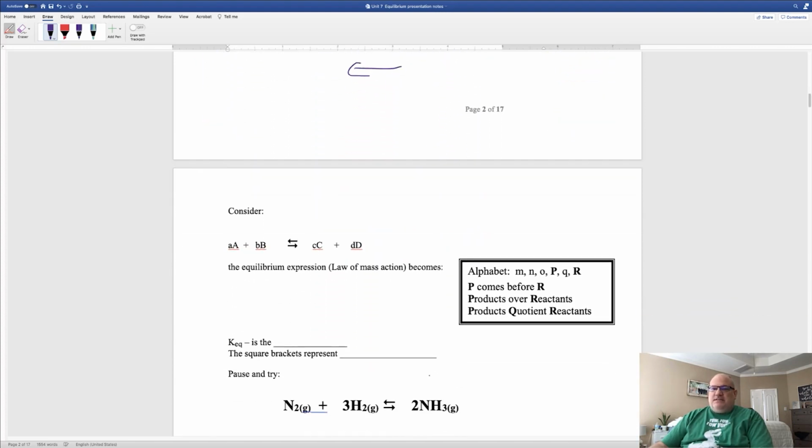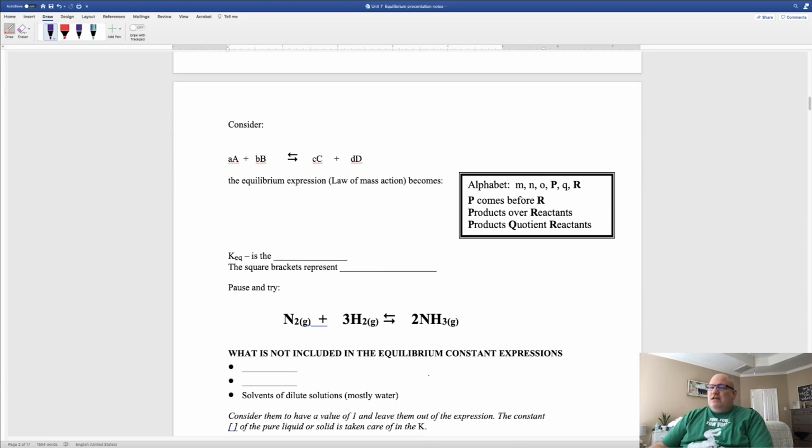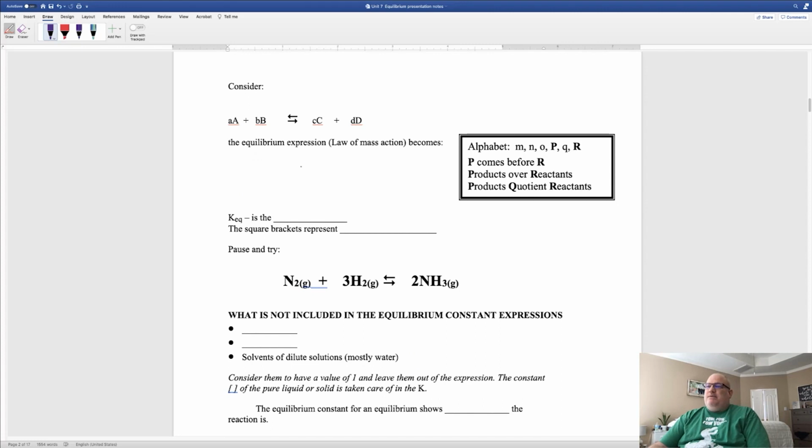Now, let's take a look at this overall. If you take a look at any expression, we're going to use this expression: aA + bB ⇌ cC + dD. We can write what we call the equilibrium expression, which is also known as the law of mass action, which is kind of confusing. We can say K is equal to, and what we always do is, do the alphabet, LMNOPQR, and that means that we put our products on top of our reactants. So our products in this case are C and D, and we're going to multiply them like this, but the coefficients we write as their exponents.